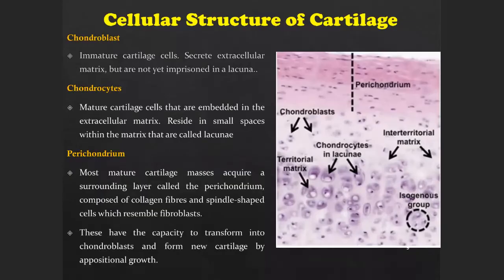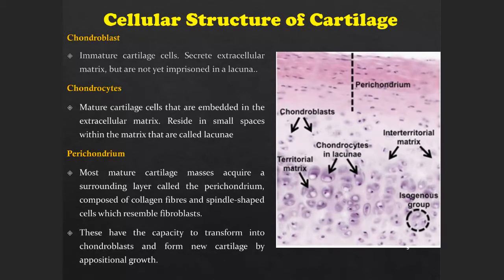Now, what are the cellular structures of cartilage? As we have discussed, there are two cells that are very important for formation of cartilage: chondroblast and chondrocyte. To put it in very simple words, the basic difference is that chondroblasts are immature cells and chondrocytes are mature cells. Firstly, chondroblasts are formed. These chondroblasts then mature and are arranged in lacunae.